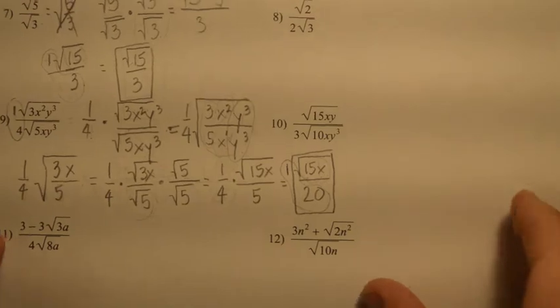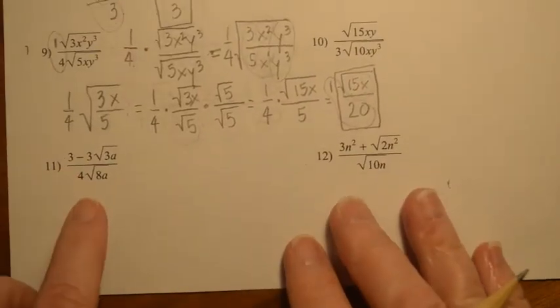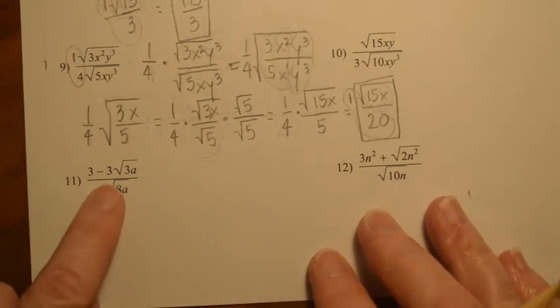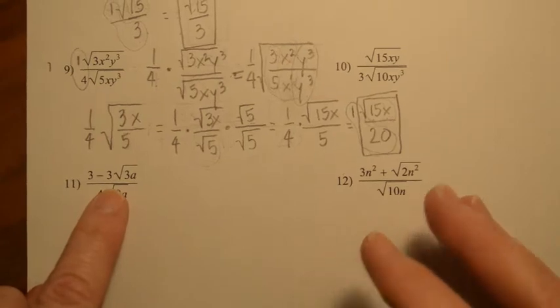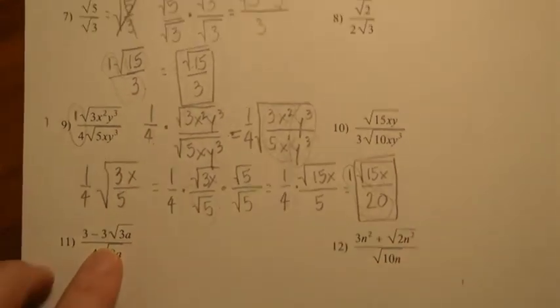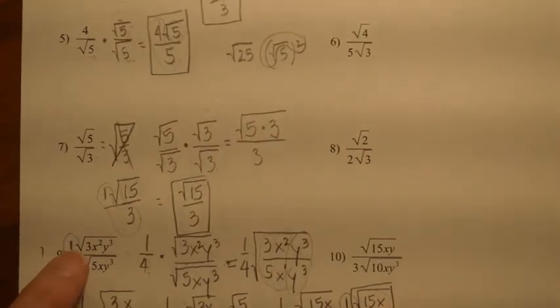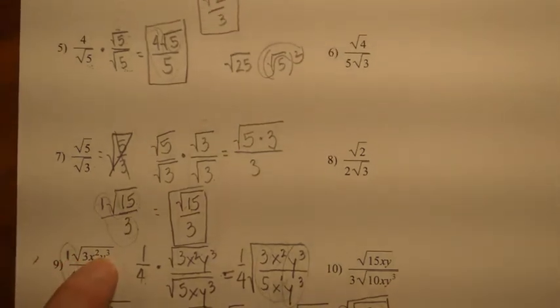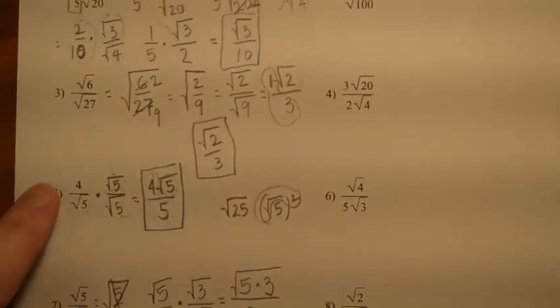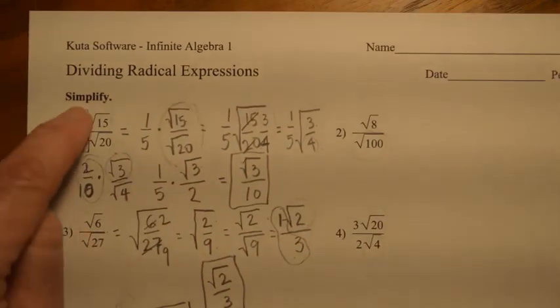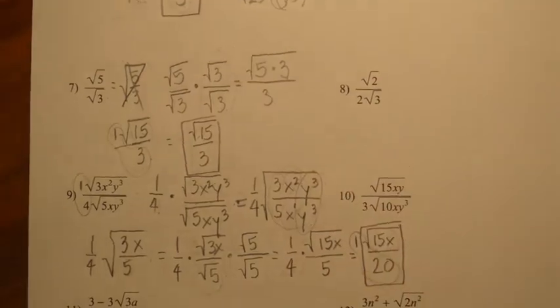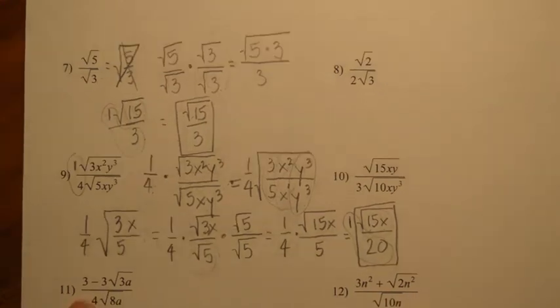All right, last one. This one offers something new, and that is the numerator is a binomial. In every other problem that we had, the numerator just had one term. There was no plus or minus sign in there. So this is a first for us that we have a binomial in the numerator.